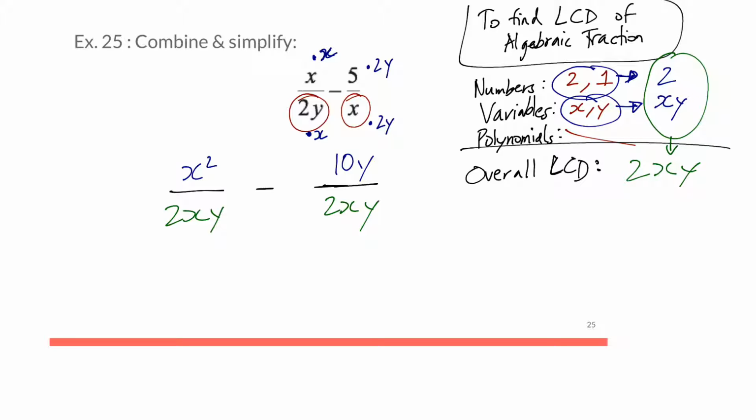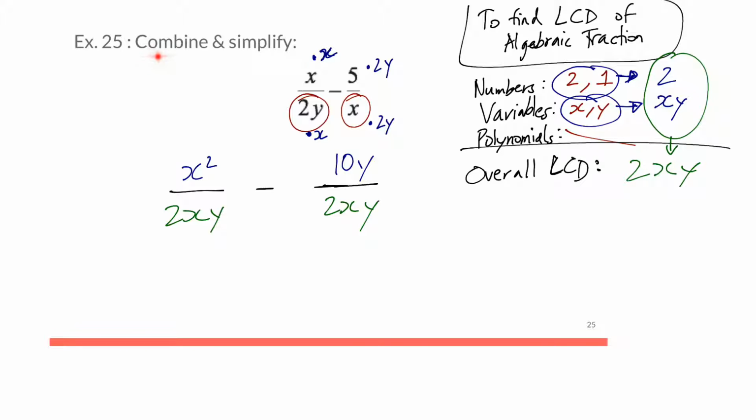Yes? What do you think we should do now? Do you think we should reduce each fraction? Should we reduce each fraction? Or should we do something else? What do you think?